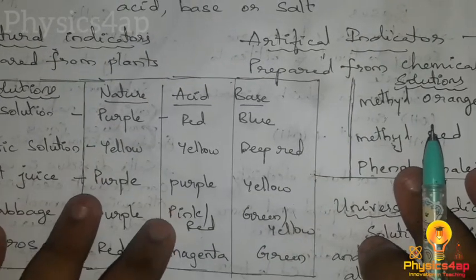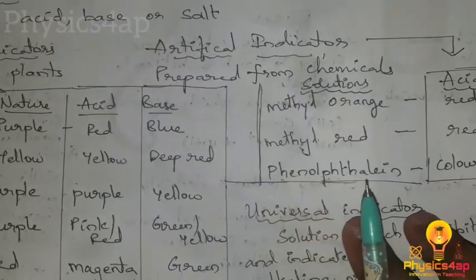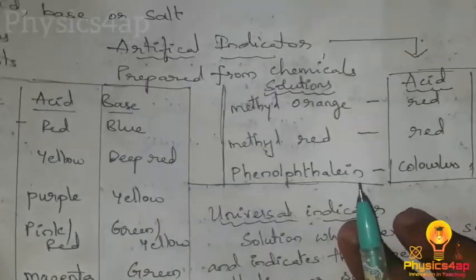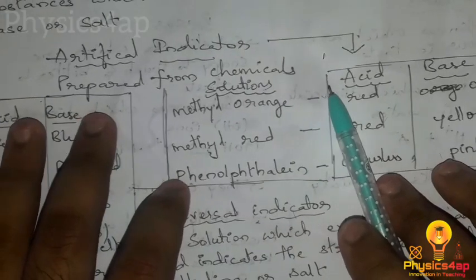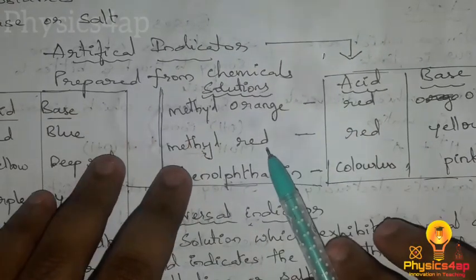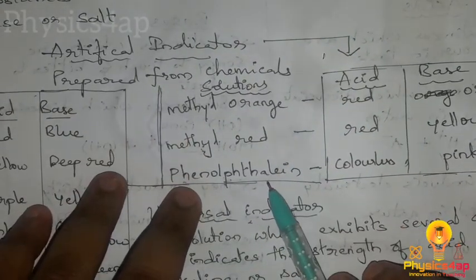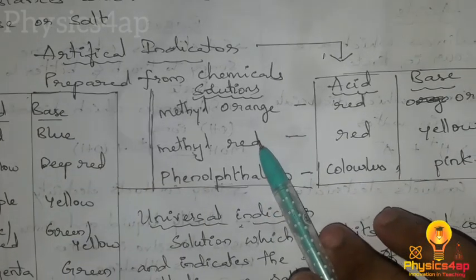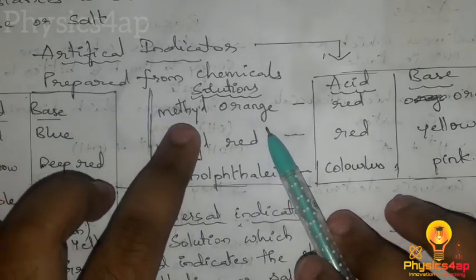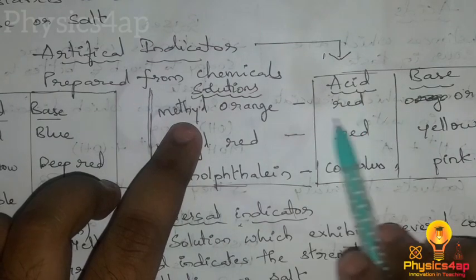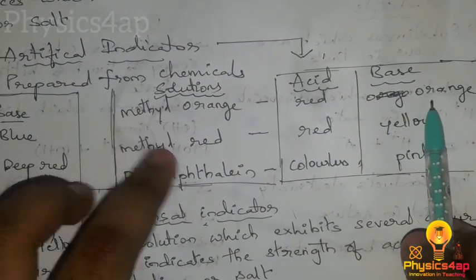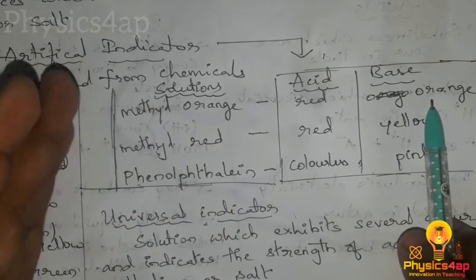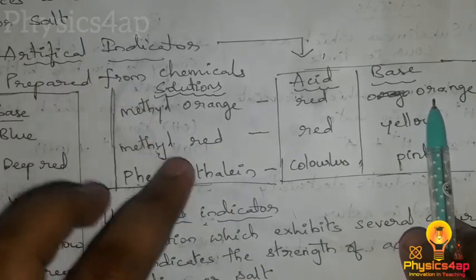And next, coming to the artificial indicators. Artificial indicators are also called synthetic indicators. They are prepared from chemicals, for example methyl orange, methyl red, phenolphthalein. So these are the artificial indicators. For acids, the methyl orange color is red, and for bases it turns orange or pale yellow.